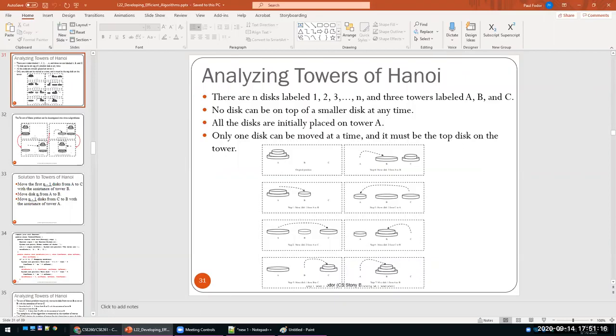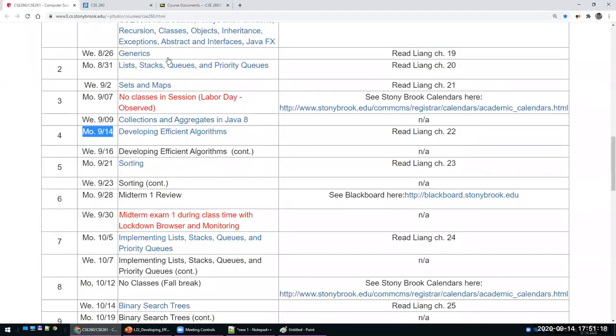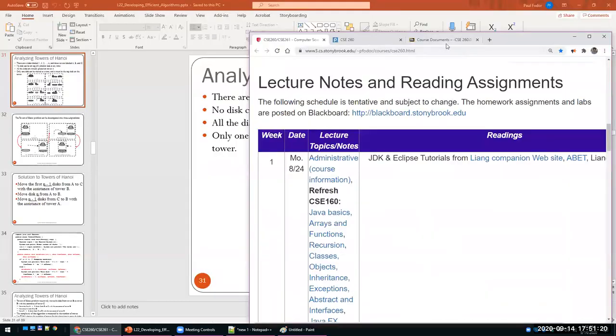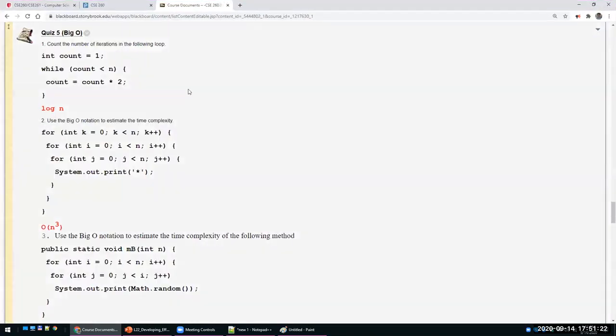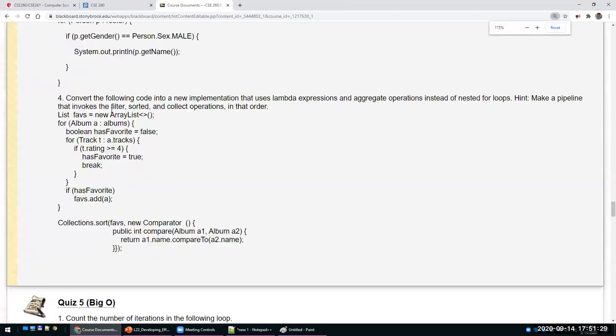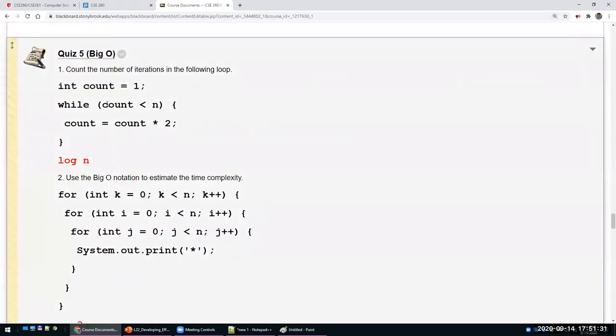Before we stop, let's discuss the quiz for the class. And for that, I need to find the quiz. So what's the number of iterations that it takes for this loop? In this loop, for some n that is an input from the user, I have a count that starts with 1. And then at every step, the count is multiplied by 2.